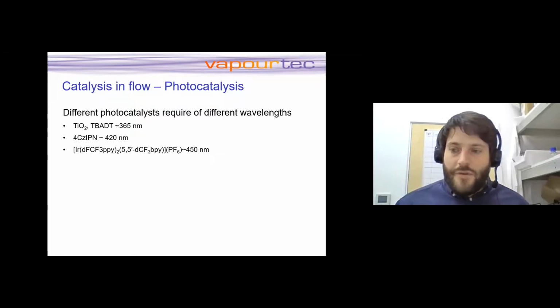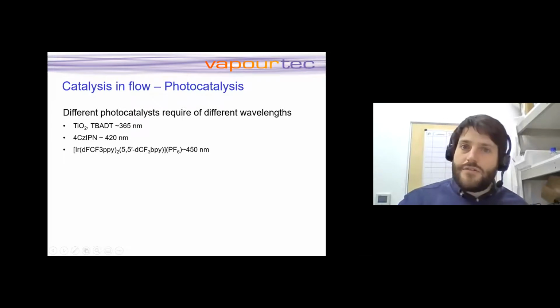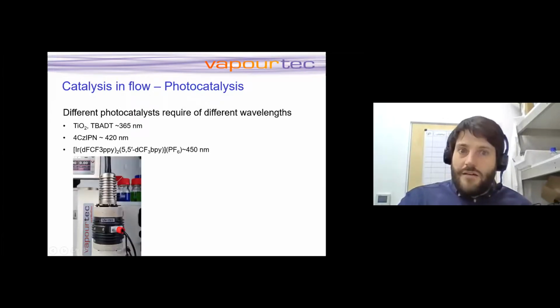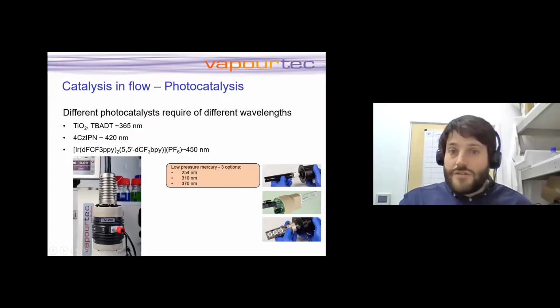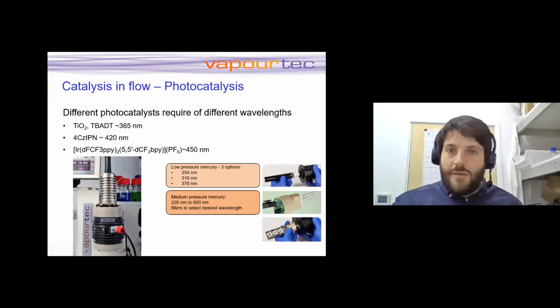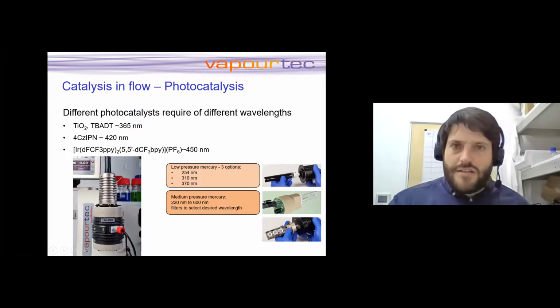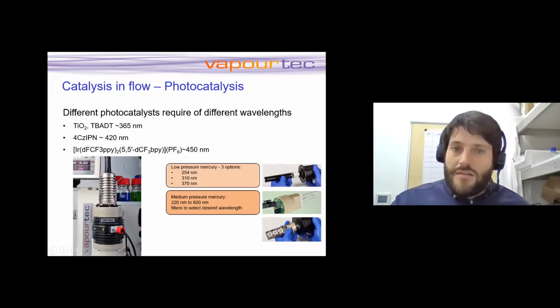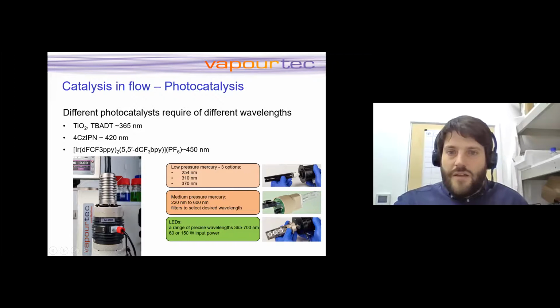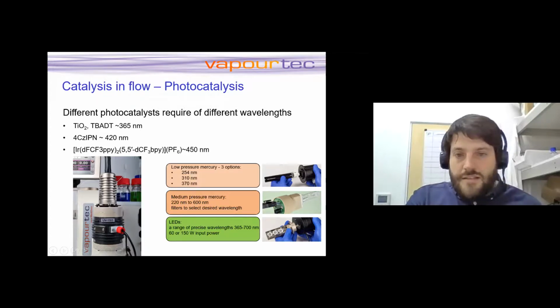So with the same ethos of trying to develop a flexible flow chemistry system, we also wanted to develop a flexible photochemical reactor. And for that reason, we developed different UV sources. So we have a low pressure and medium pressure mercury lamp, ideal to deliver really energetic wavelengths like 254 nanometers or even 220. And for anything over 365 nanometers, we have a really wide range of LEDs that can deliver a precise, highly monochromatic wavelength for either standard or high intensity power.